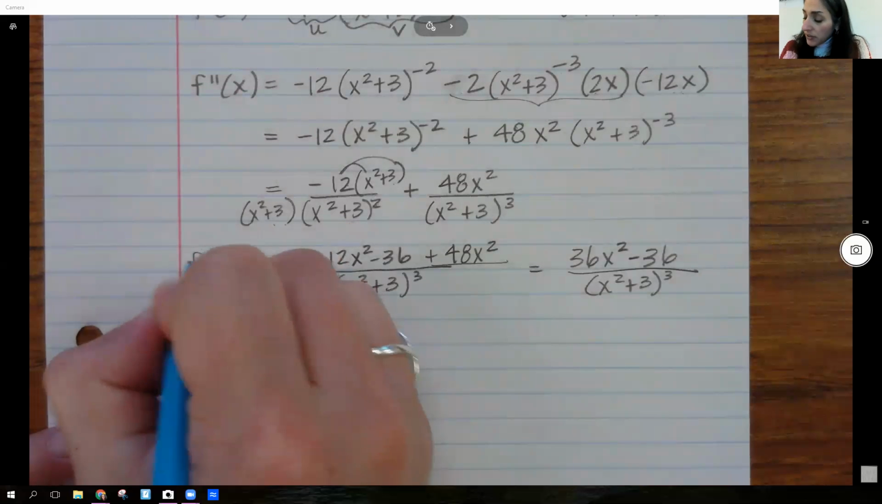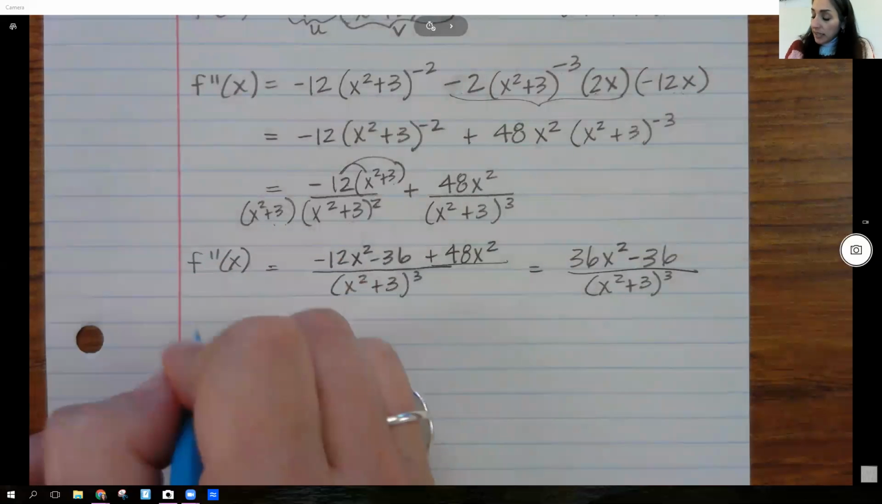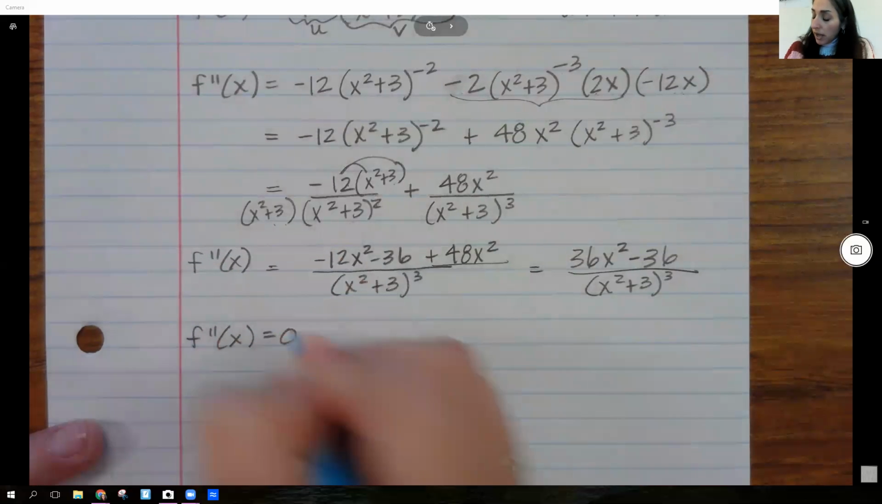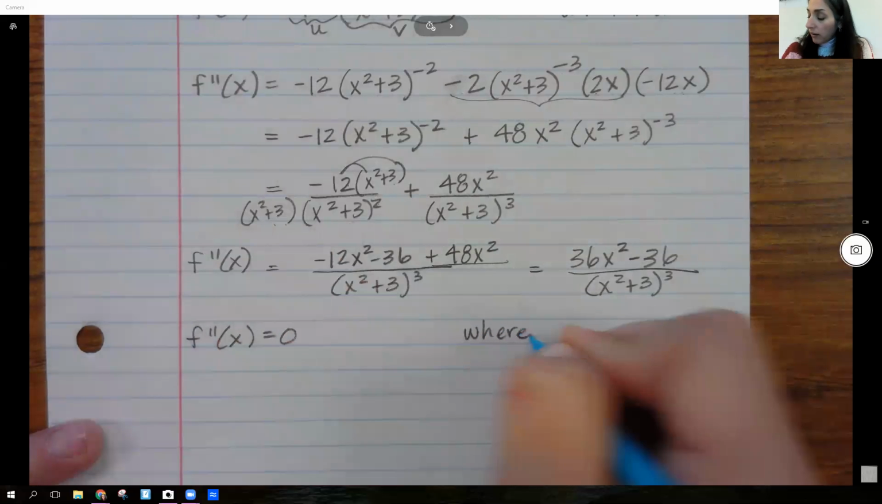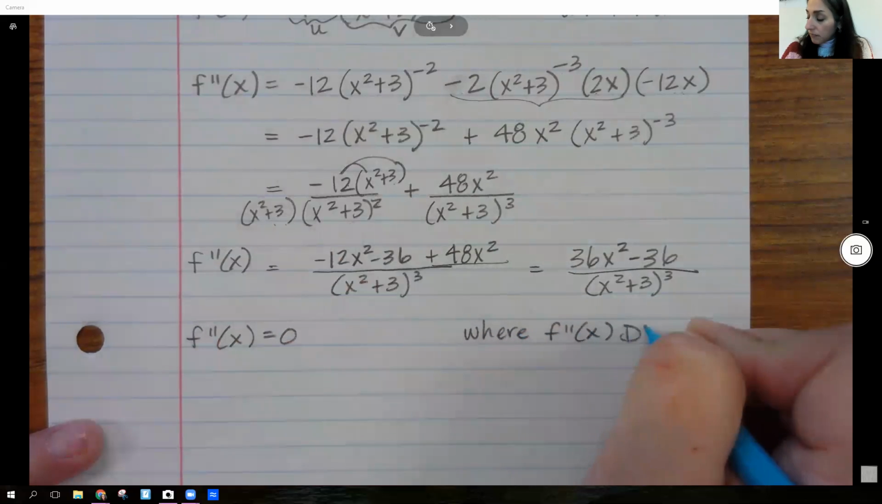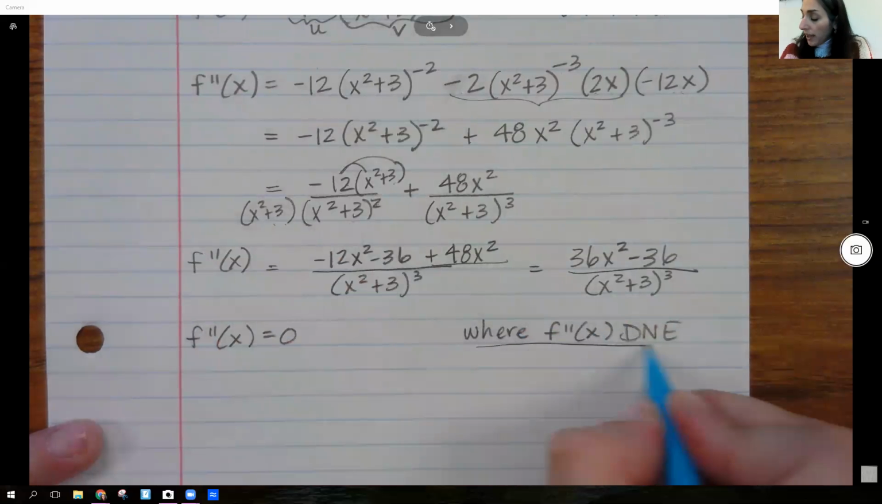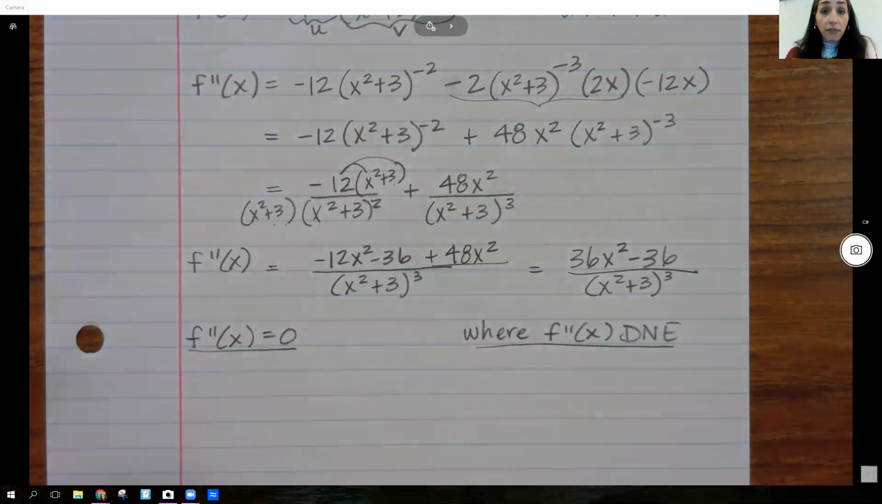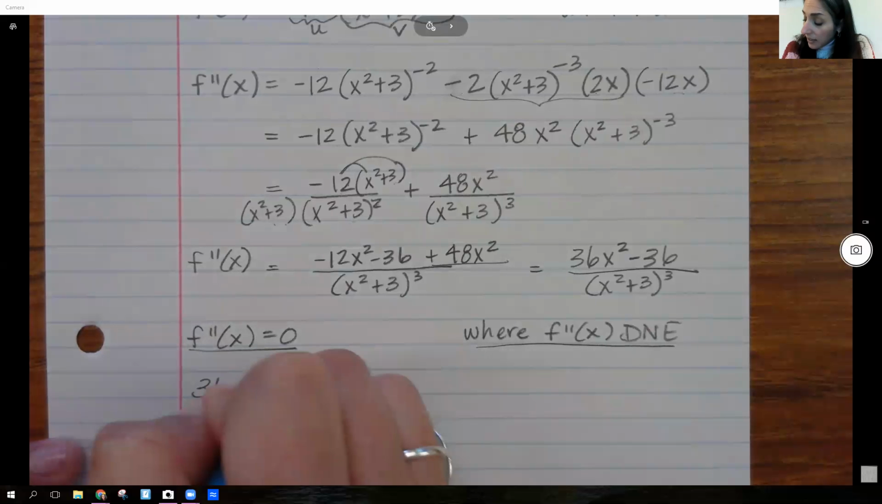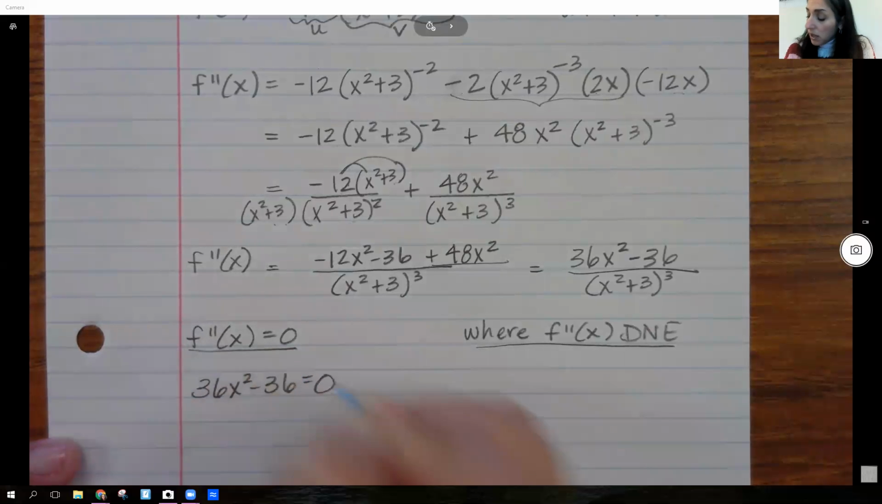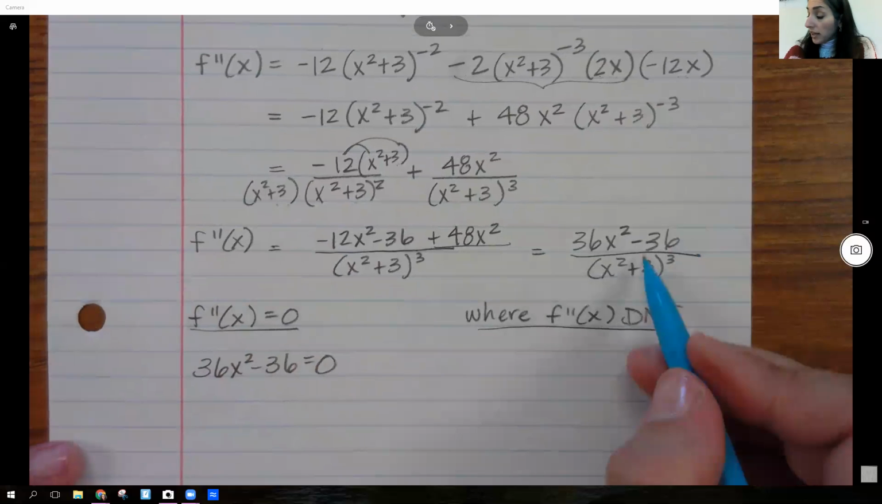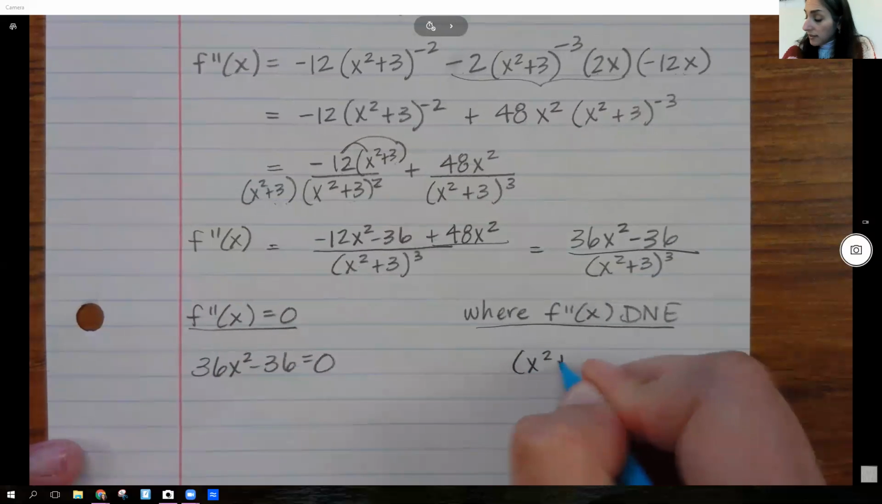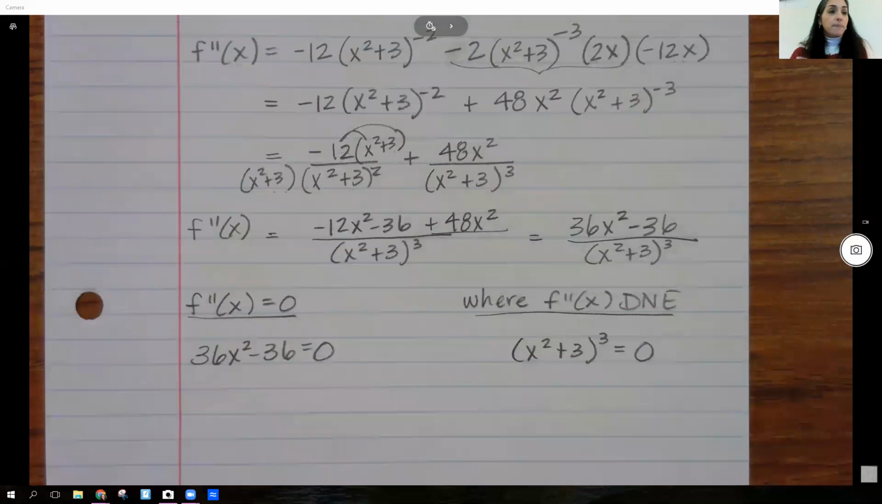So remember what we're doing here. This is the second derivative. You're going to set this equal to 0, and you're also going to find where it doesn't exist. When you're doing that for a rational function, you take the numerator and set that equal to 0. And for the does not exist part, you take the denominator and set that equal to 0. Okay, and see what you end up with.